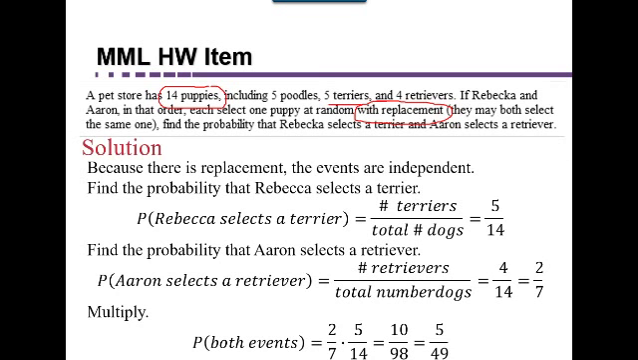Then we're going to find the probability that Aaron selects a retriever. Well, that's going to be 4 out of 14, which reduces to 2/7. And then we're going to multiply 5/14 times 2/7. The order doesn't matter. And you're going to get 10/98, which if you divide both those by 2, you get 5/49. So the probability that Rebecca selects a terrier and Aaron selects a retriever is 5/49.